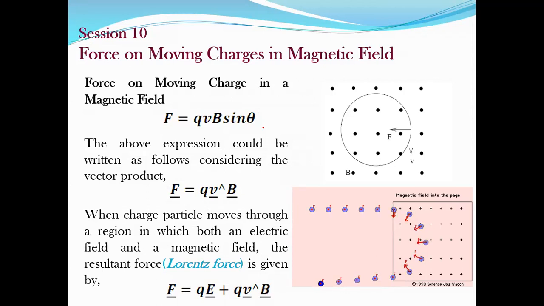Now, in another case, suppose the charge is moving through both a magnetic field and an electric field, right? Then the Lorentz force affects both. There is a force due to the electric field, and also a force due to the magnetic field.